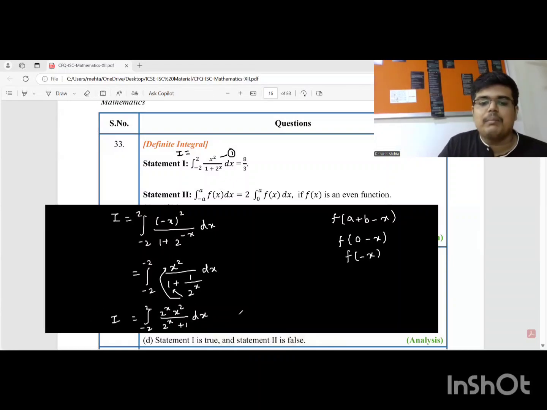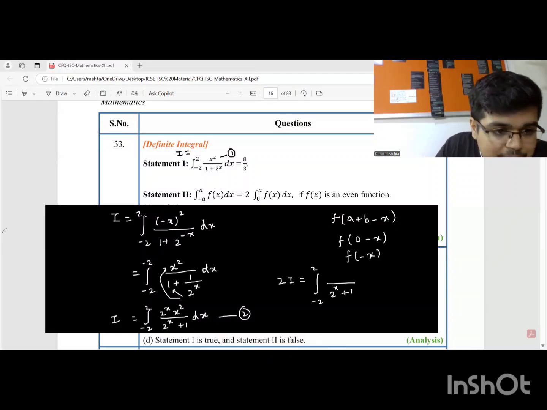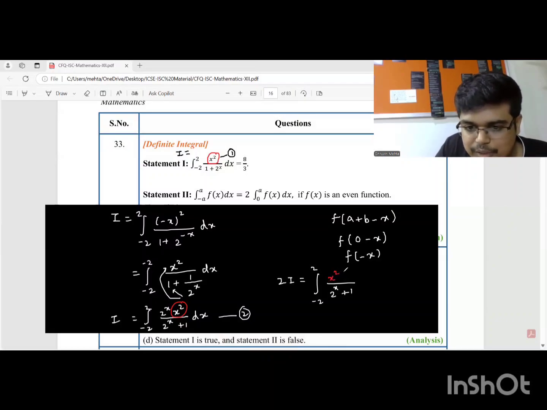This is I. And I'll mark this as equation 2. We'll add the two equations, students. 2I will be the addition of these, the denominators are the same, so I'll copy them. 2 raised to x plus 1. In the numerator, if you observe, we have x square in the first integral and this x square can be taken common. When you take x square common, in the bracket we will be left with 2 raised to x plus 1, which gets cancelled, which means we are simply left with the integration from minus 2 to 2 of x square dx.